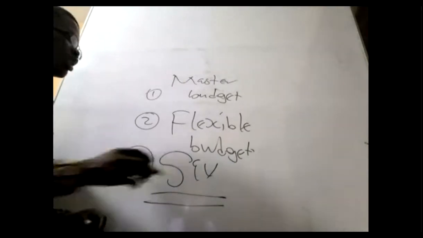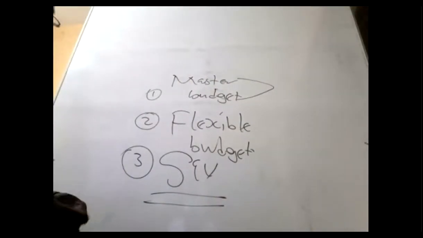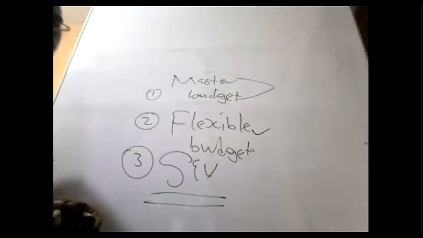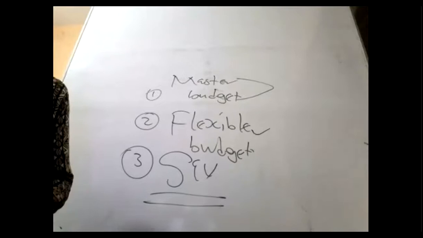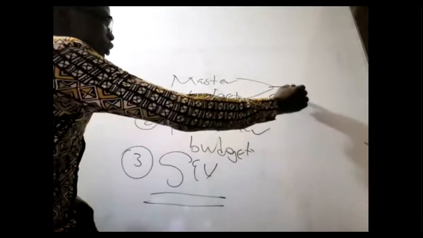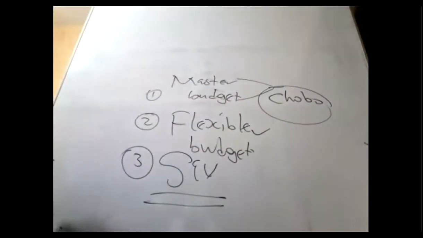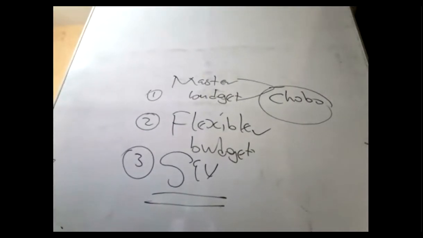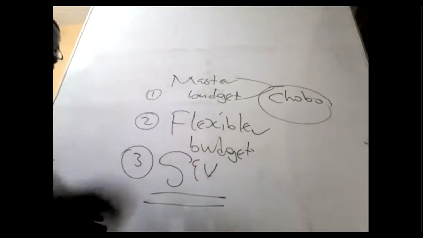Now, for each of these, I'll quickly look at just a question under master budget, and then we move on. The question on board is called Chobo for master budget. It came between 2011 and 2012. It is question 3 of your material. So let's quickly look at that question to clear master budget.